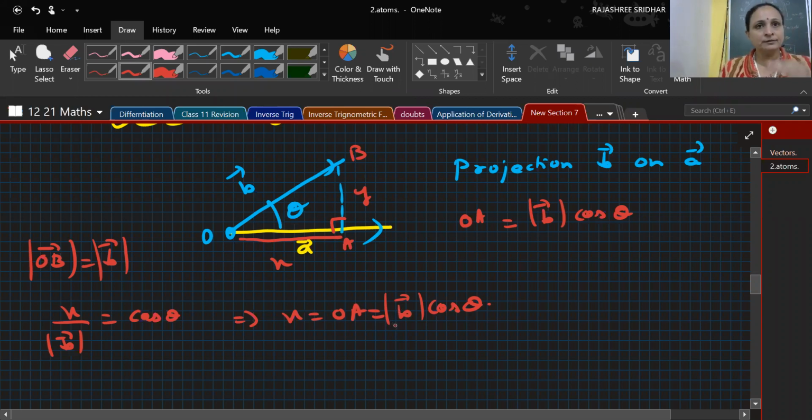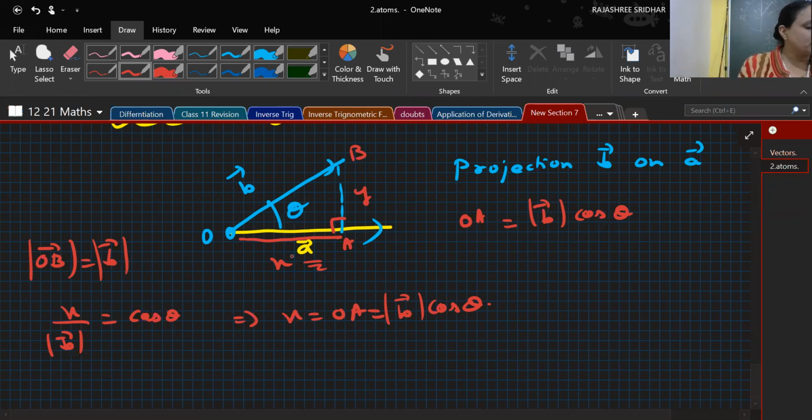Now, if I take the projection, I'll be taking it in the scalar form. But sometimes, if the question requires that I represent it in the vector form, whose direction should I consider? Whenever I get the projection, I should consider the direction of A, because I'm projecting B on A. So the magnitude of this projection will be equal to B cos theta, but the direction it will take is that of A. Obviously that. Is this clear? Yes. So this is the meaning of the projection.